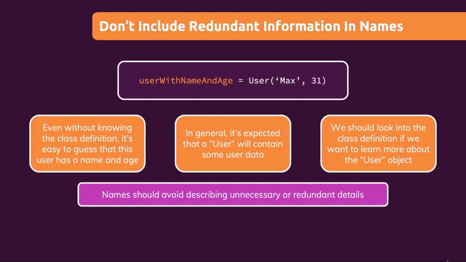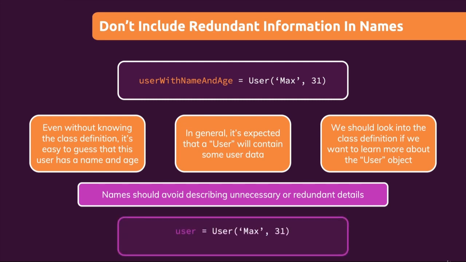Hence, better names here would be just user, or if we want to be more specific because it makes sense, maybe it's a new user, because maybe this code gets executed in some part of our code where we are only operating on a newly created user, and that information might be important. Or maybe it's a logged in user and we want to make sure that everyone reading the code knows that for this user you don't need to check whether he or she is logged in, for example. These could be variations which make sense. User with name and age doesn't make too much sense.